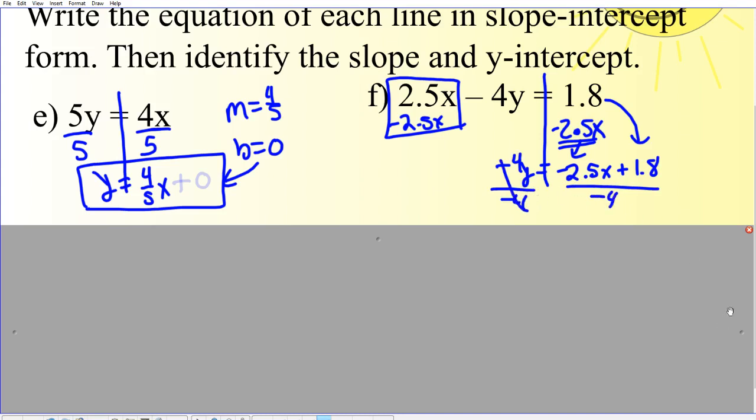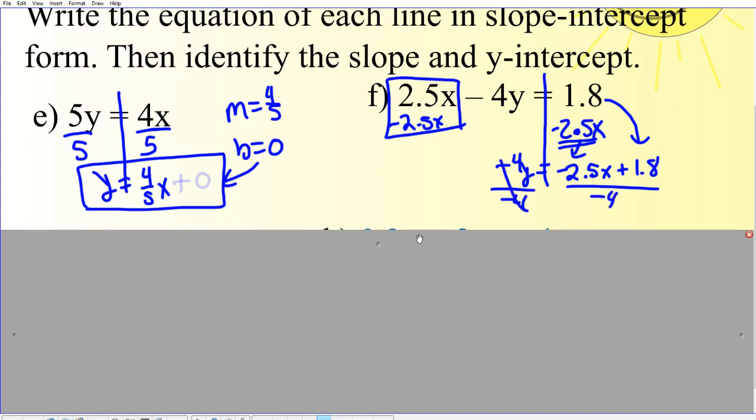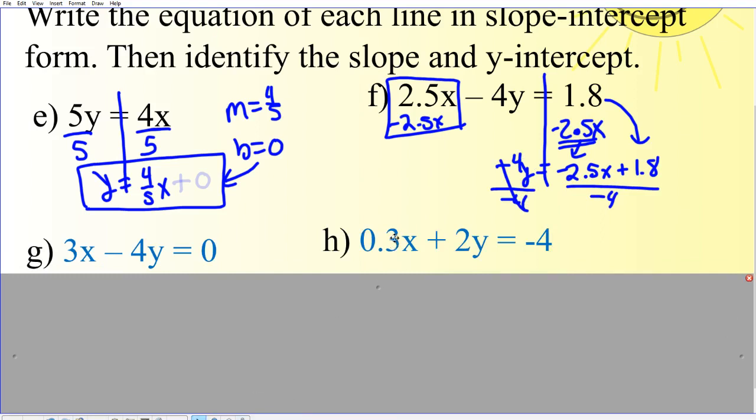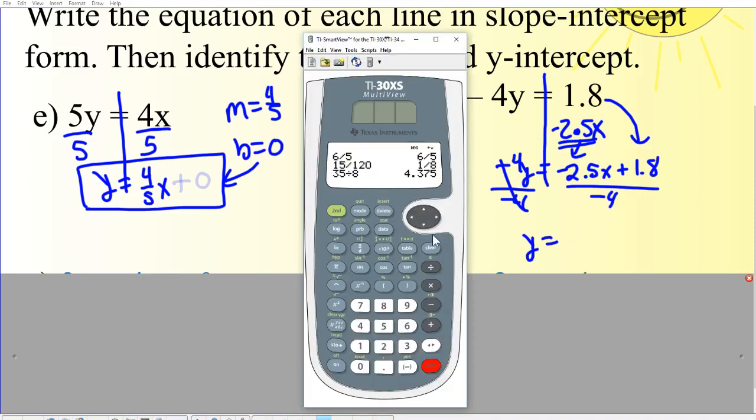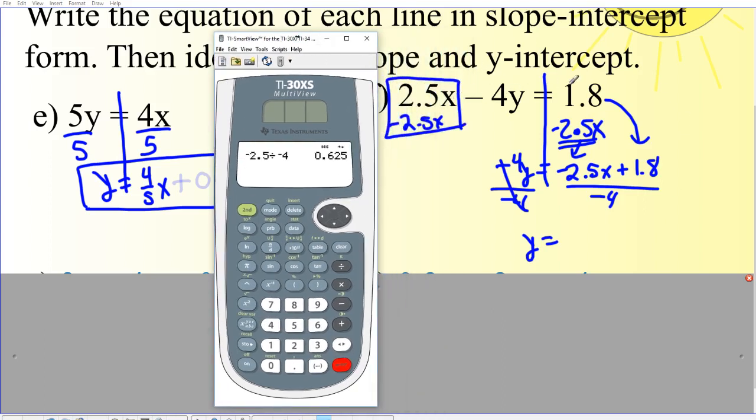Ugly. Yeah, I'm out of space. Let's get down here. All right. So now, y equals, what is this ugliness? I don't know. Now, I'm okay dividing this. Check this out. Negative 2.5 divided by negative 4. I'm okay doing that. Do you see how my problem started with decimals? So it's okay to end with decimals.